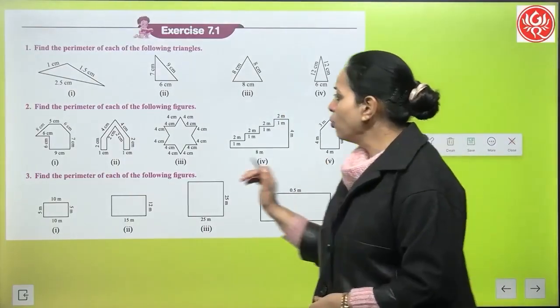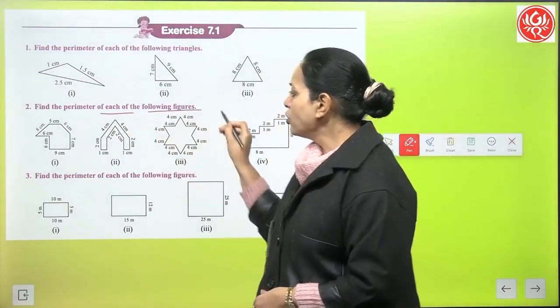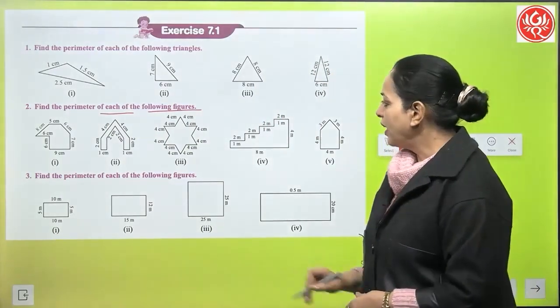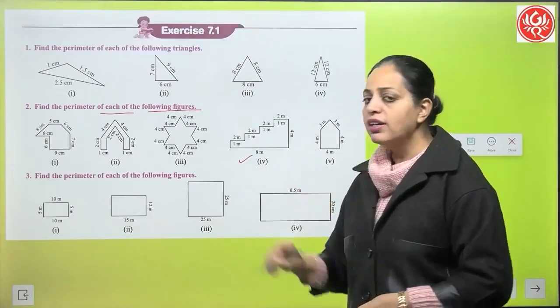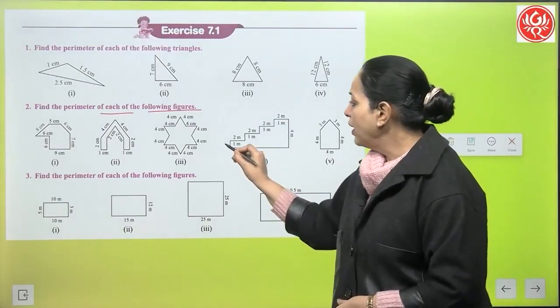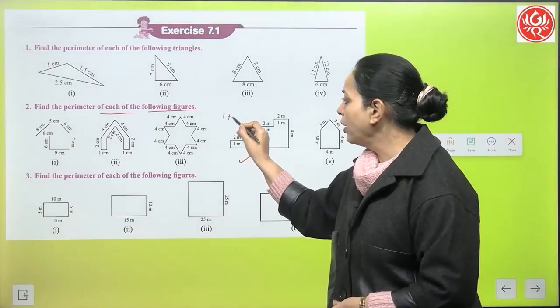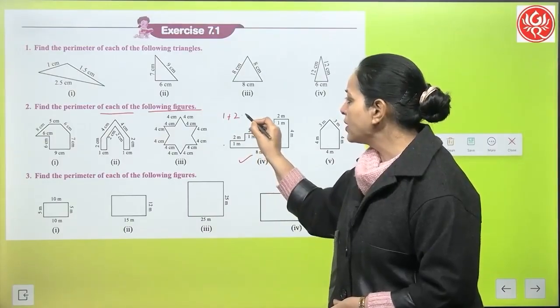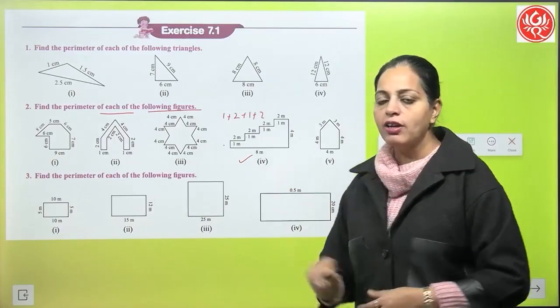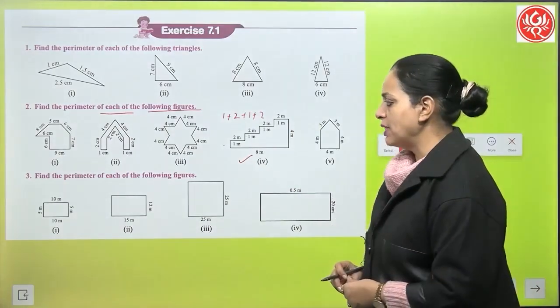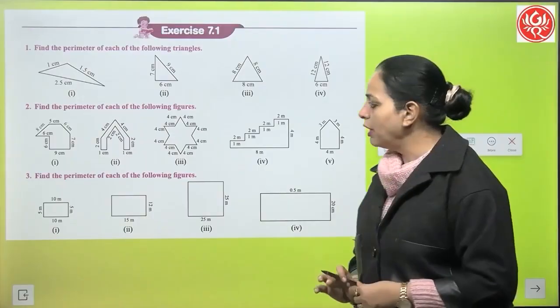Now question number 2. Find the perimeter of each of the following figures. Like here, this one, fourth part, what to do? Add the sides one by one. Like this is 1. So 1 plus 2 plus 1 plus 2 like this. Okay. So you will get the perimeter. So similarly, you can try the remaining parts.